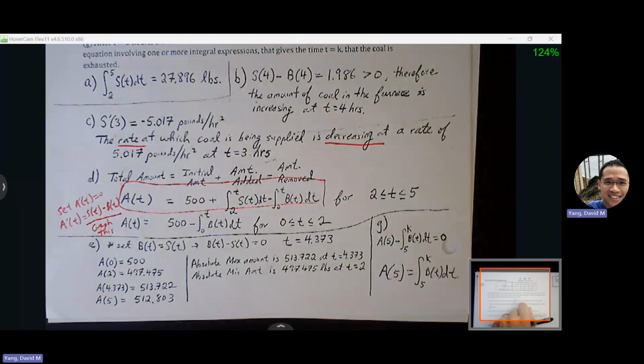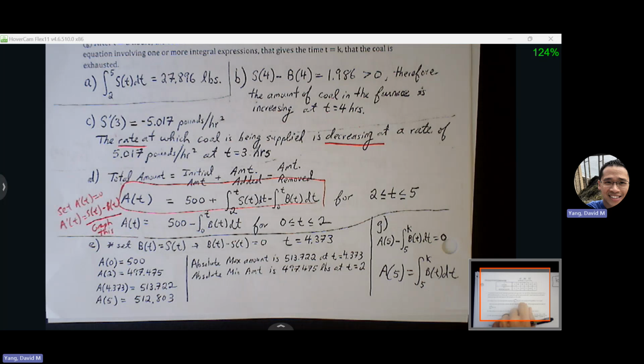Yes. Okay, so we know we have to go through extreme value theorem because we're asking for absolute max, absolute min. And we know that we got to test endpoints and critical points. So 0 and 5 are endpoints. 2 is kind of like an endpoint as well because there's a change in what's happening at 2. All of a sudden, coal is being added, so we also need to test 2. And then next is looking for critical points.